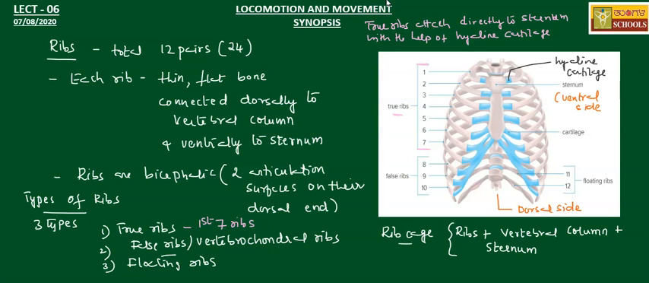Now coming to the next one, false ribs. They are also called vertebrochondral ribs. There are around 3 pairs, starting from the eighth one. These are vertebrochondral ribs.